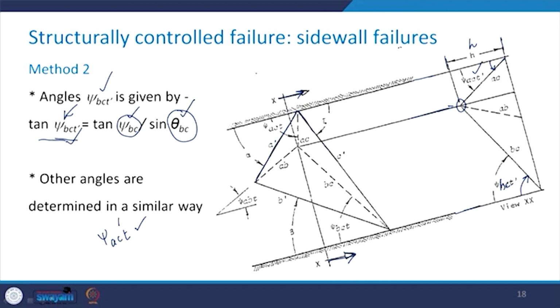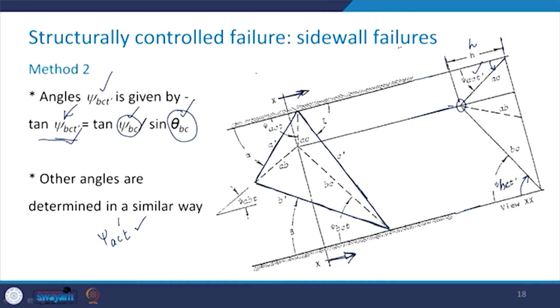Once you know this height of the wedge, and in the plan you can get the base area of this sidewall wedge. In this view you can get the area. So you can obtain the volume of the wedge which is formed in the side wall, and has a tendency to slide.